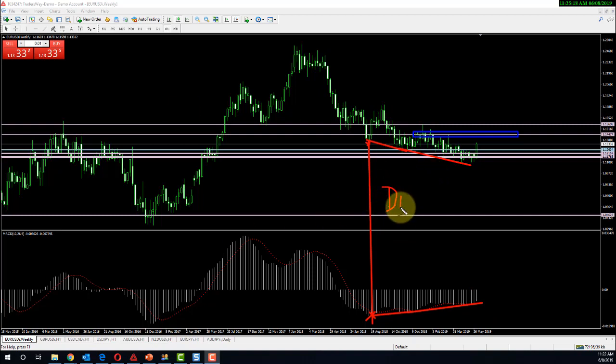So let me see if I can write that there. So we got divergence. And this is considered to be a bullish divergence. Okay? So we got a bullish divergence here, where we're expecting the market to continue rallying back into these levels of resistance at some point. All right, now let's head down to the smaller time frame.